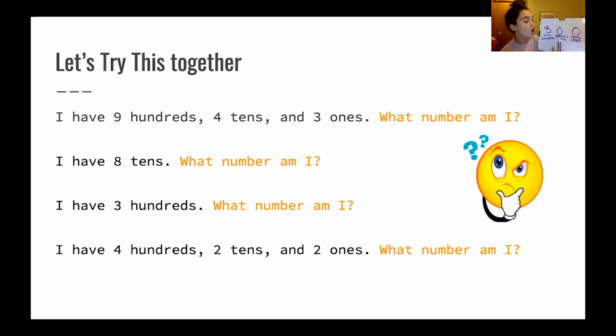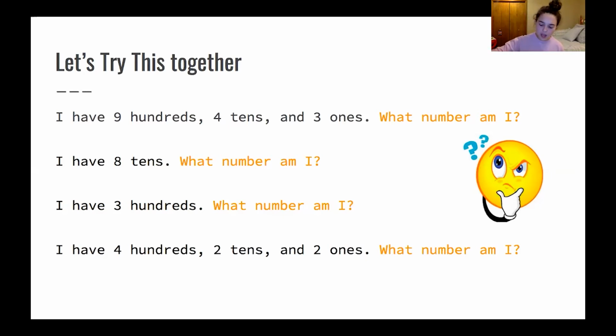And again, we need these 2 zeros here because if we took away these zeros, what number would that be? 3. And no one would know that you have 3 groups of 100. This is 300, not 3, not 30, but 300. So we need those 2 zeros there. All right, let's move on again.